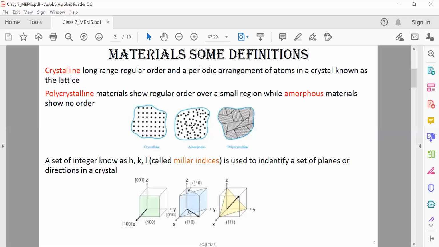Now in these crystals, a set of integers known as HKL, also called Miller indices, is used to identify a set of planes or directions. These are the planes. This is one plane, this is another plane, and this is another plane, and these are the directions. Okay, so this is X, Y, Z, assume.